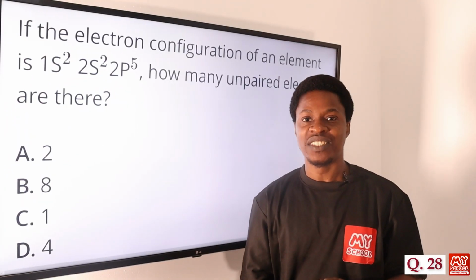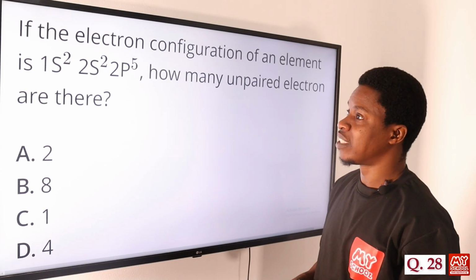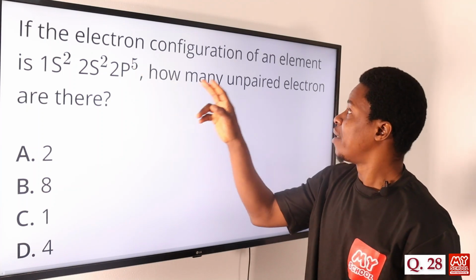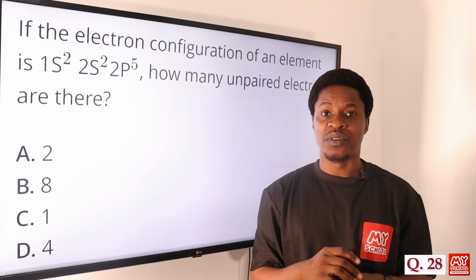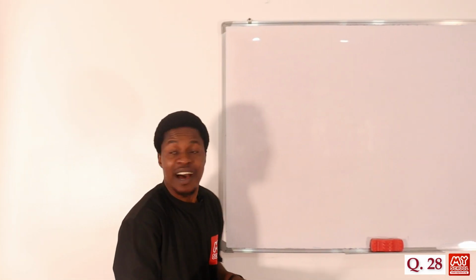On to question number 28. If the electron configuration of an element is 1s2, 2s2, 2p5, how many unpaired electrons are there? Let's look at the board and see what we have.